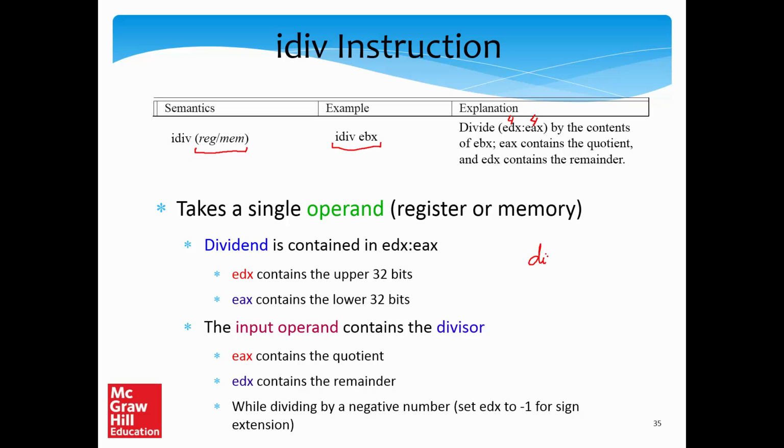Let me draw it; it'll be easier to understand that way. If this is the dividend, we are assuming that the dividend itself, in the 32-bit instruction case, is 8 bytes. The upper 4 bytes are in EDX. The lower 4 bytes are in EAX. Now we are dividing it by the divisor. The divisor is this argument, which in this case is EBX. So the divisor is source 1.